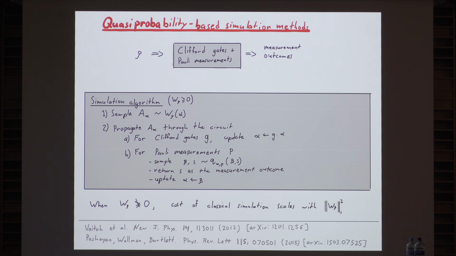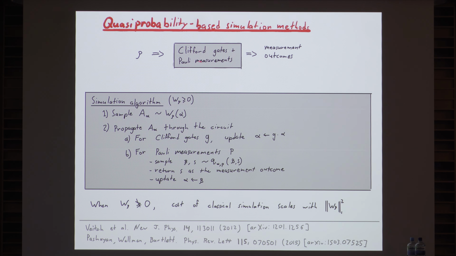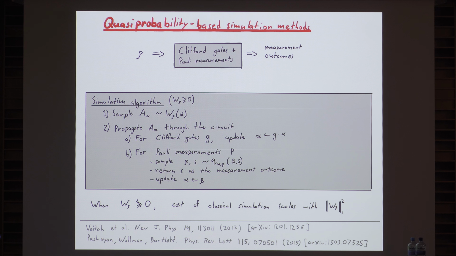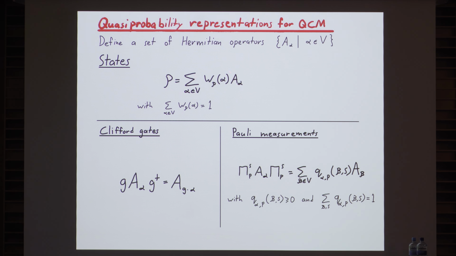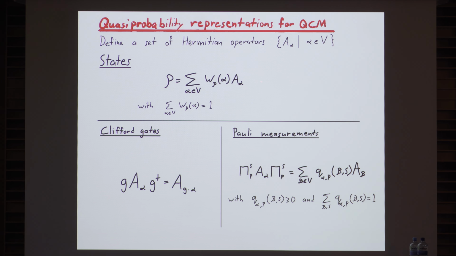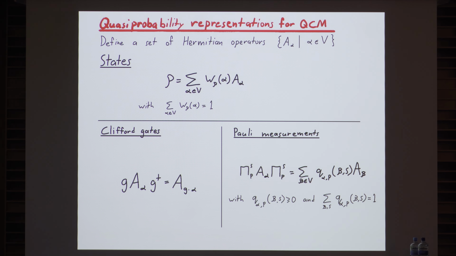Remember that this is the computational model. You start with some input state, not necessarily a stabilizer state. You apply a circuit consisting of Clifford gates and Pauli measurements, and you get some measurement outcomes. So we want to simulate circuits that look something like this. In the case where the coefficients in this expansion are all non-negative, then this really is just a probability distribution over these Hermitian operators. Basically, everything here is just probability distributions over these operators. And so we do the natural thing, just sample operators according to these distributions.